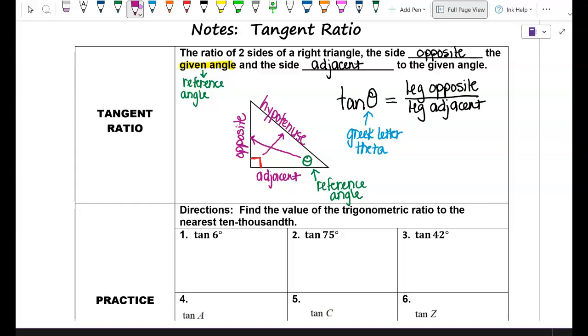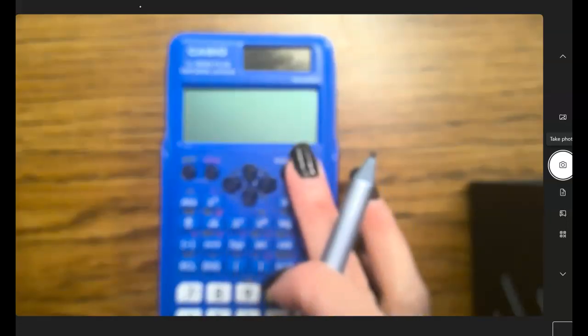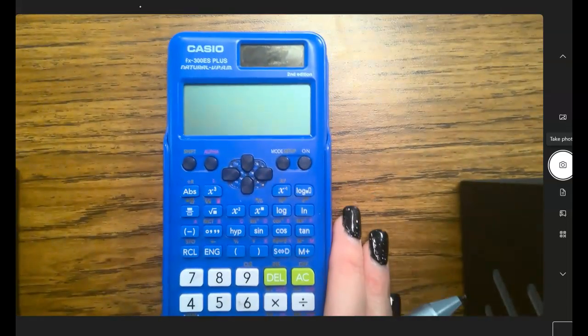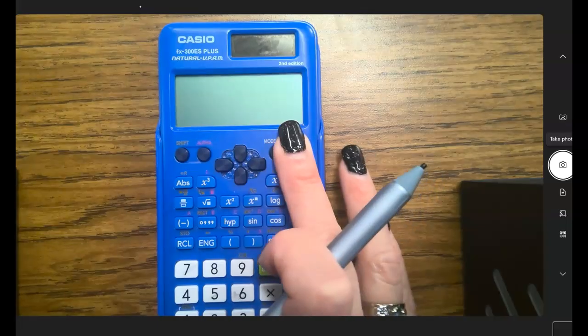Now, the very next part, it says find the value of the trigonometric ratio to the nearest 10,000th. Before we do that, I need to teach you a little bit about the calculator with those ratios and some things we need to look out for. So I'm going to switch over to my camera so I can bring in my calculator here. All right, so we have our calculator.